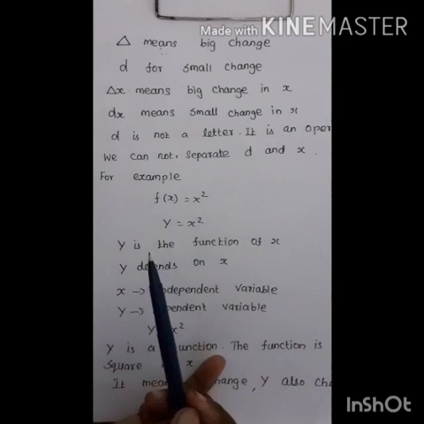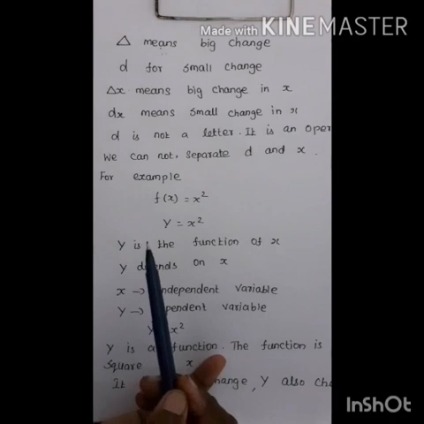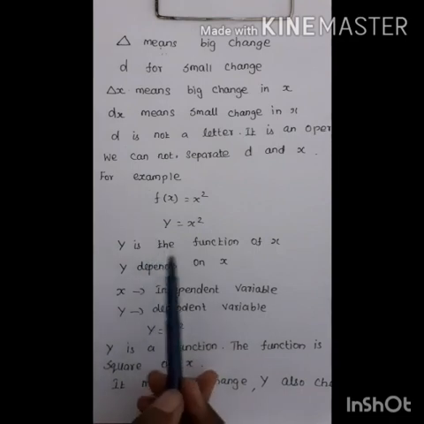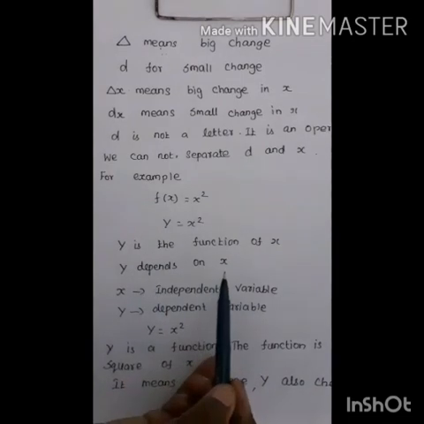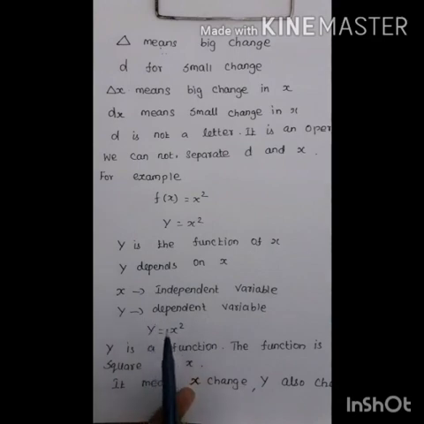For example, let us consider f of x is equal to x square. Sometimes it is also represented as y is equal to x square. y is a function of x. y depends on x. Therefore, x is the independent variable and y is the dependent variable. y is a function, and the function is the square of x. It means when x changes, y also changes. Once a physical quantity is represented by a function, one can study the variation of the function over time or over the independent variable on which the quantity depends.